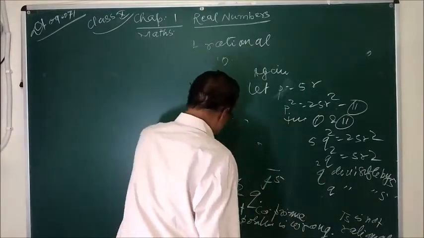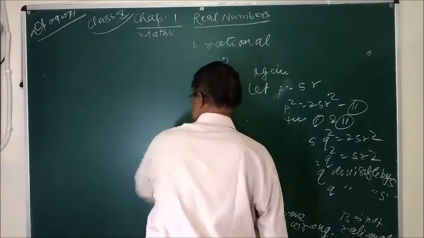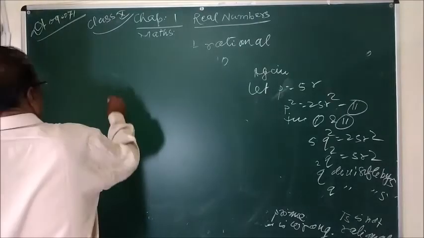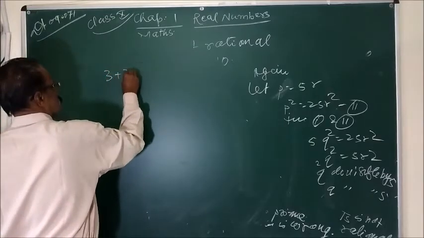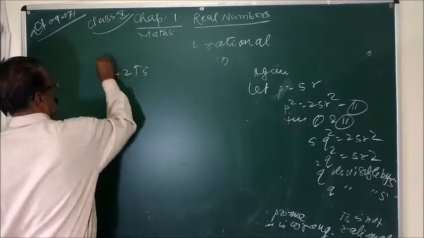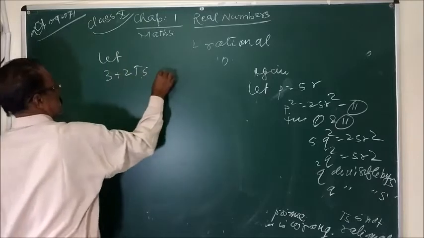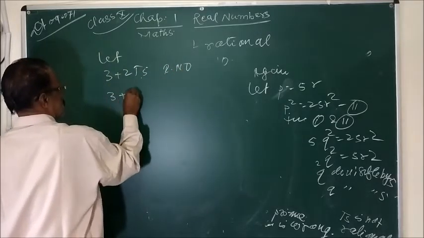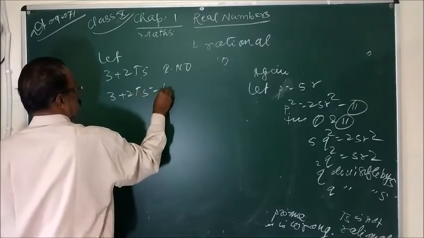Combined question: how can you prove they are irrational? One more question. You see exercise 1.3. Suppose 3 plus 2 root 5, so let's also suppose this is a rational number. Now this means 3 plus 2 root 5 is equal to P by Q.